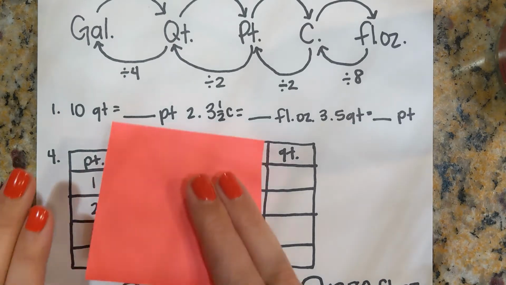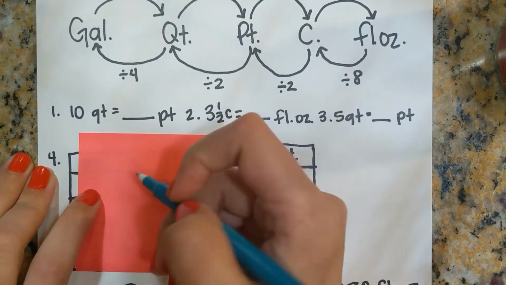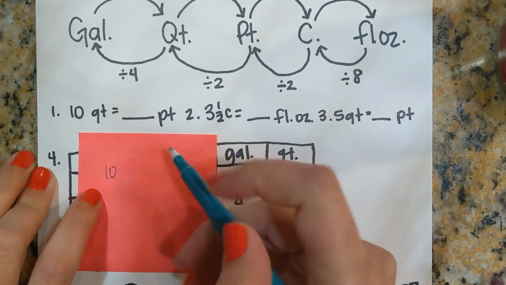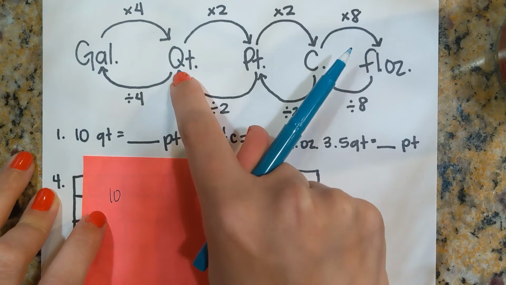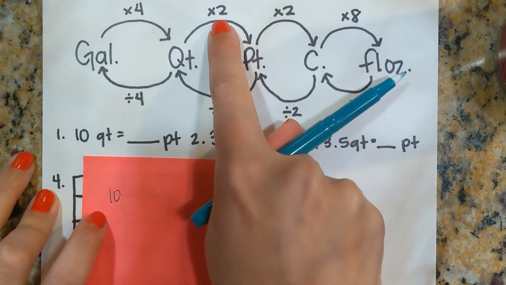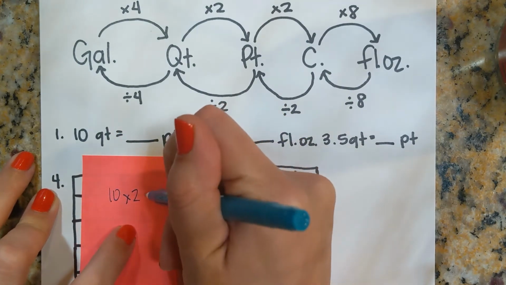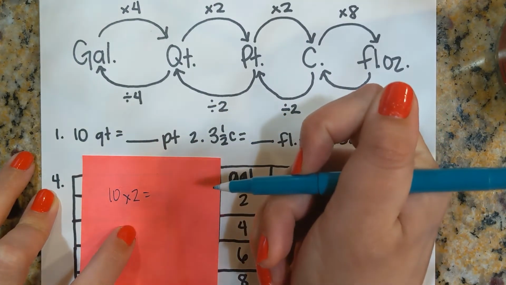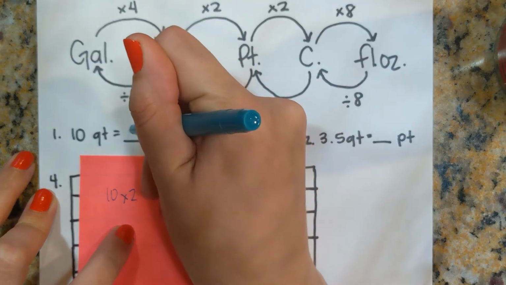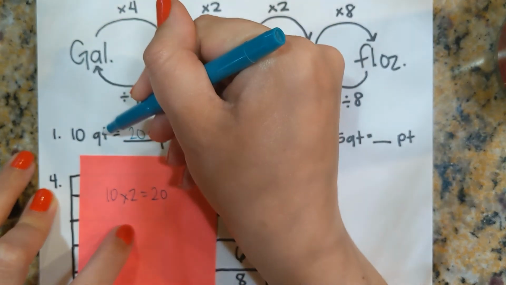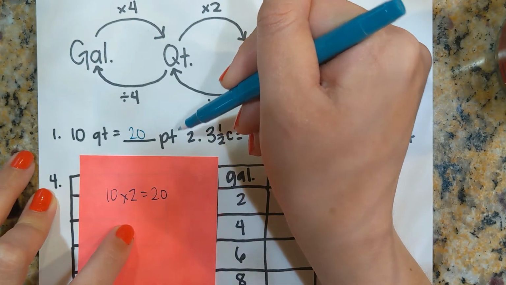Okay, I'm going to work on a notepad. If I have 10 quarts, I'm at quarts, and I'm going to pints. From quarts to pints, I'm going to multiply by 2. So 10 times 2 is 20. So 10 quarts is equal to, or the same as, 20 pints.